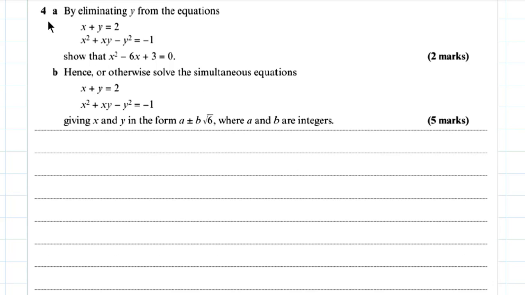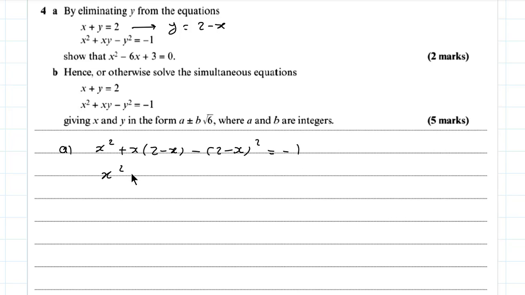Okay, 4a, by eliminating y from the equations, show that the following. Okay, from the first equation we can rewrite it as y equals 2 minus x. Replace each y here with this, so we can write x squared plus x times 2 minus x, and then minus 2 minus x all squared equals negative 1.